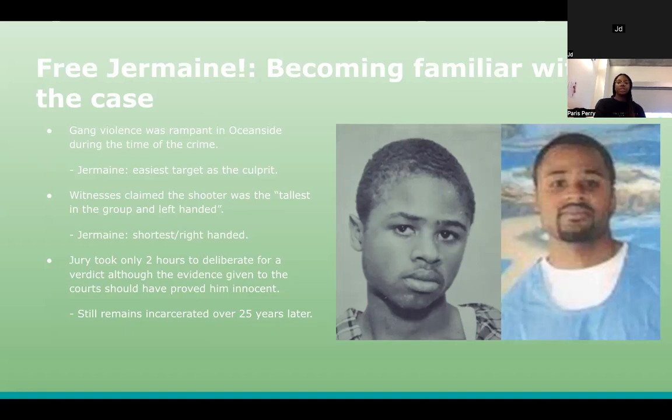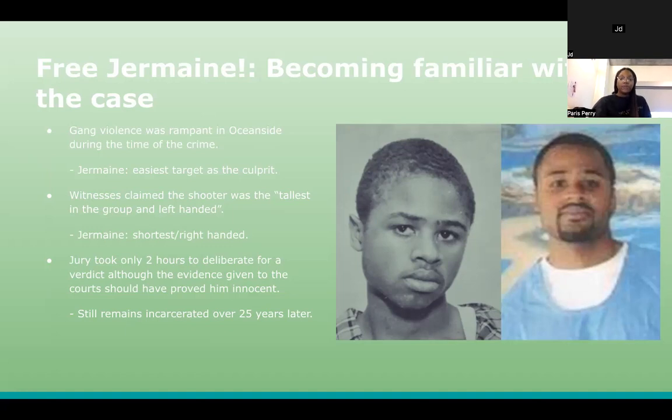So the detectives and the prosecutors were under a lot of pressure to stop gang violence in this part of Oceanside. So they set out the case extremely quickly. It did not take that long to deliberate this case at all, and to make an example of the culprit, who was Jermaine. Jermaine was the easiest target, because of the testimony of his ex-girlfriend and his mother, who said that he was there. They more so gave Jermaine away by saying that he was at the crime. Even though he wasn't the shooter, they said he was there. So it was kind of a done deal once they had said that, and they used that against him.